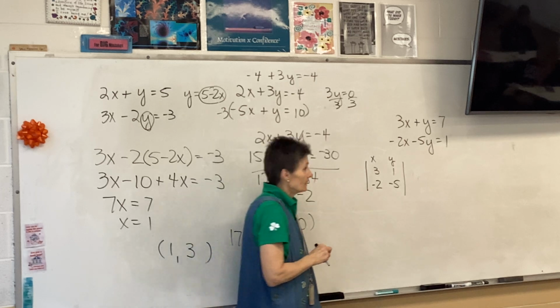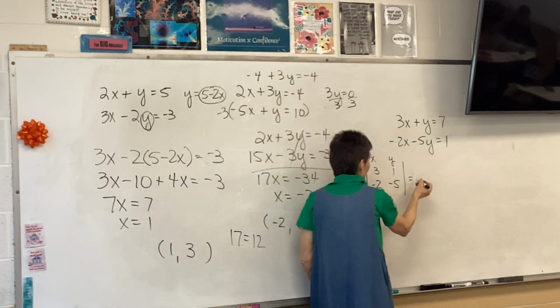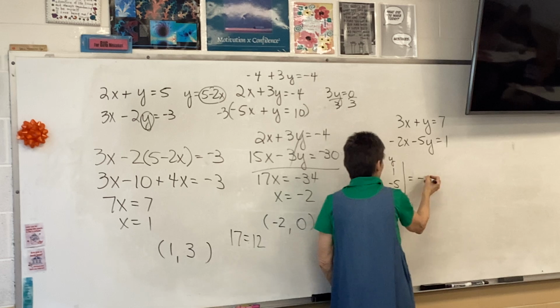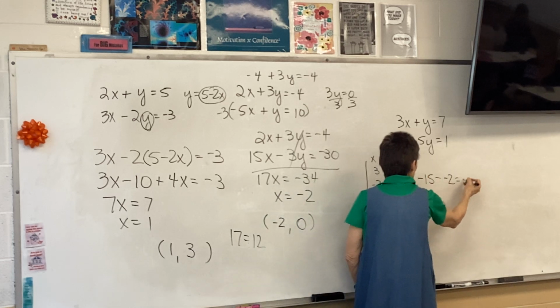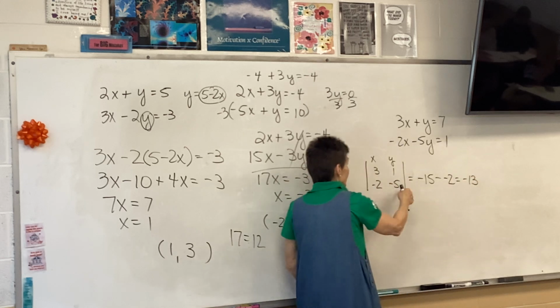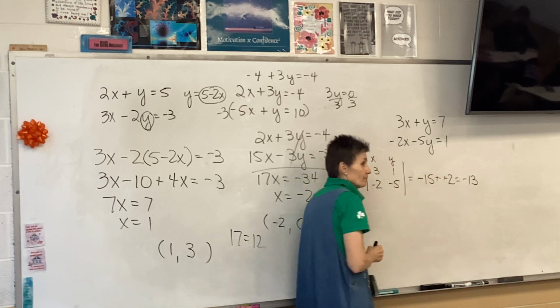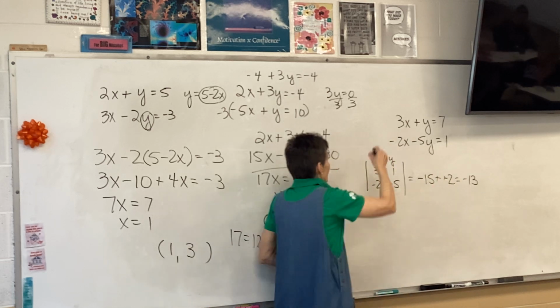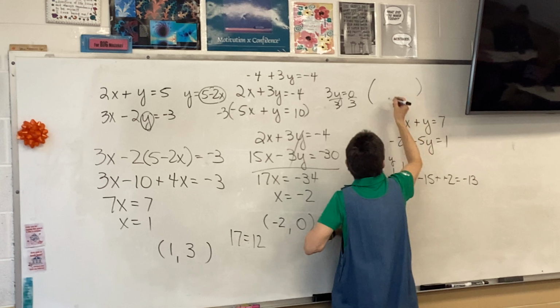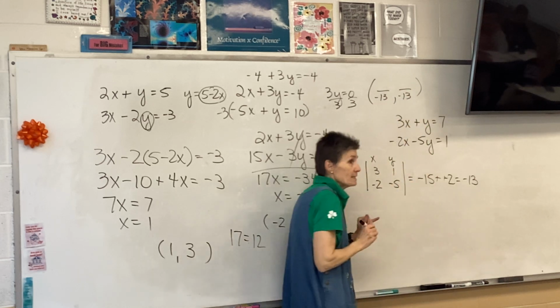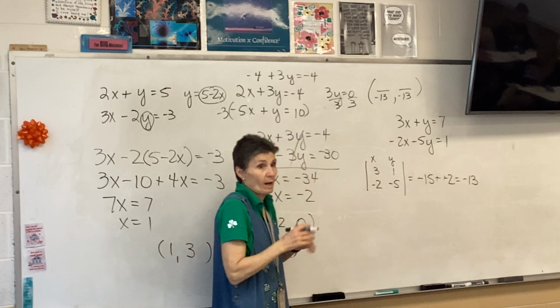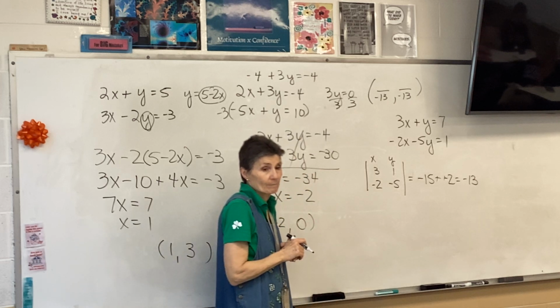Okay? Now, I'm going to evaluate that. -15 minus -2. I got -13. -15 minus -2. So my answer is something over -13 for x and y both, fractions.